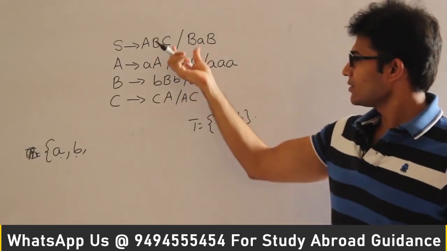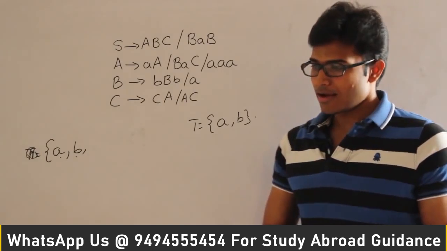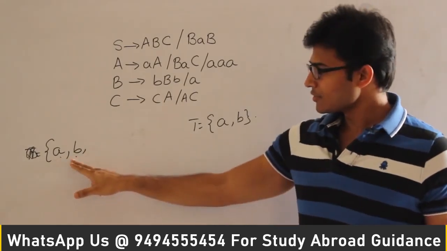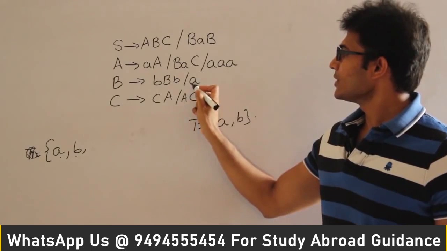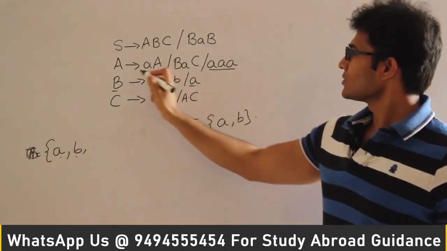And then check the productions. If the right hand side of the production is going to contain only these two symbols, then you add them. So I see that B is a variable, and A is also a variable.